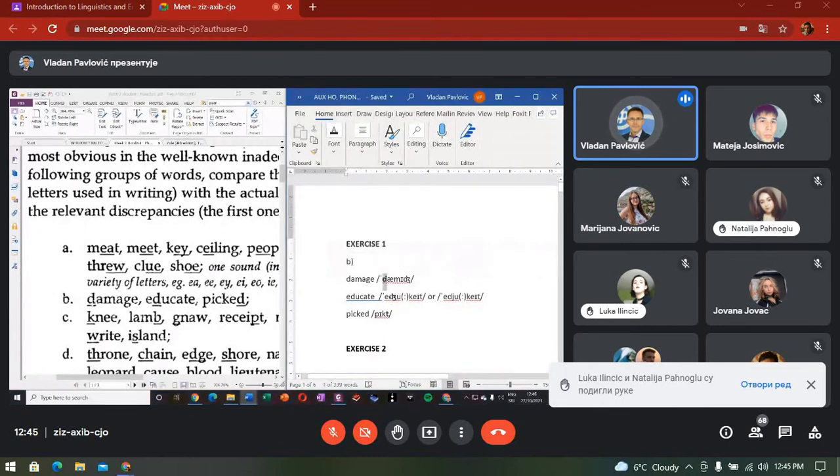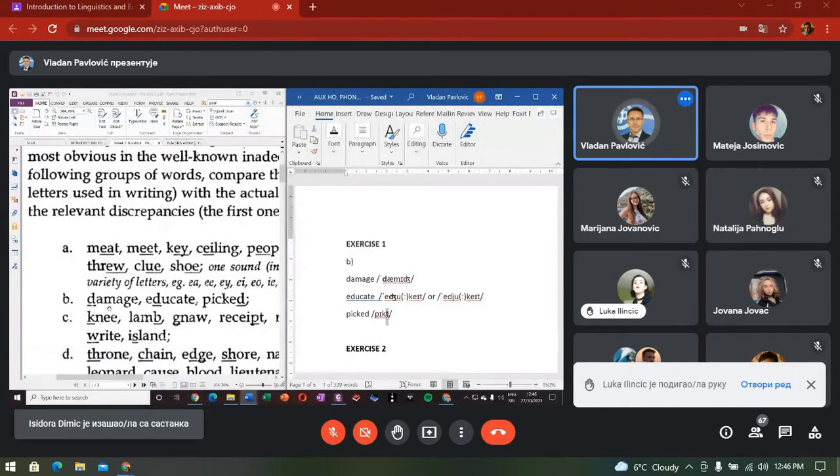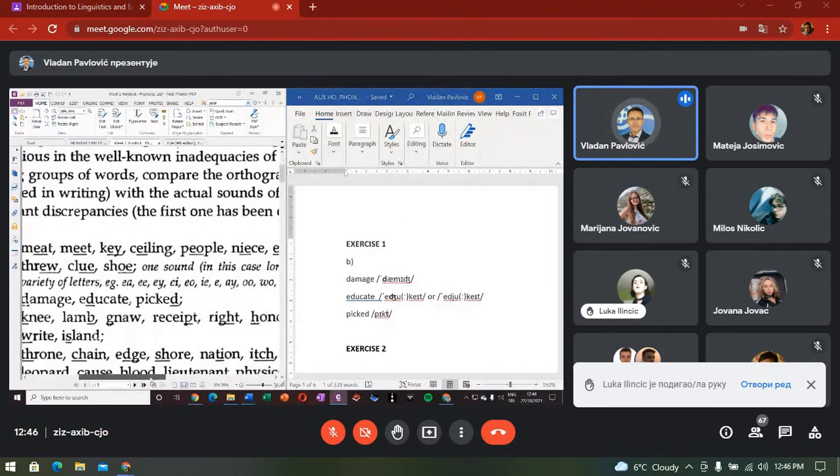In educate, it can be J indeed, but still it sounds quite similar to J. And in picked, it is just T. So here we write practically one and the same letter, but pronounce it in 3 different ways, as D, almost like J practically, and T. What about the next group of examples?